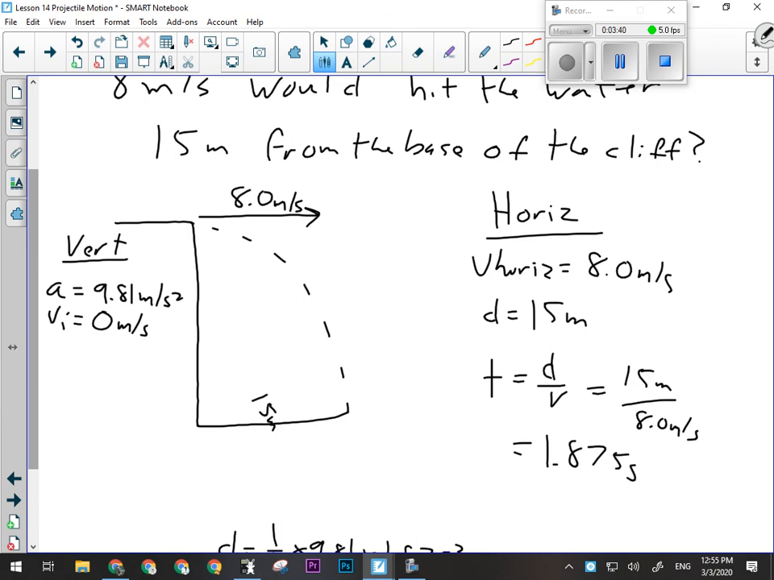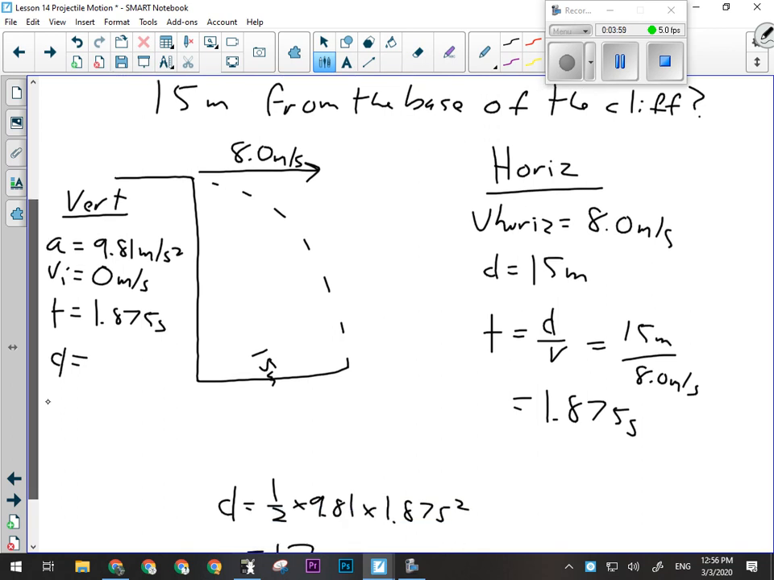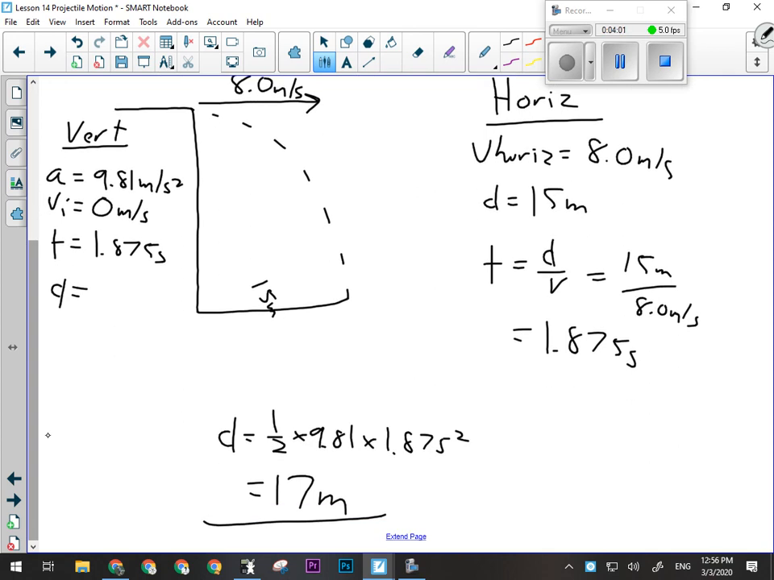That can come over here and be an additional piece of information for finding the height of the cliff. Can I now find the height of the cliff? Yes, because now I'm looking for d, the vertical distance, the height of the cliff, and I have a, vi, and t to do it with, which is why I would use this formula: vi times t plus 1/2 a t squared. Since vi is 0, I just plug in 1/2 a t squared, and I get that the height of the cliff is 17 meters.